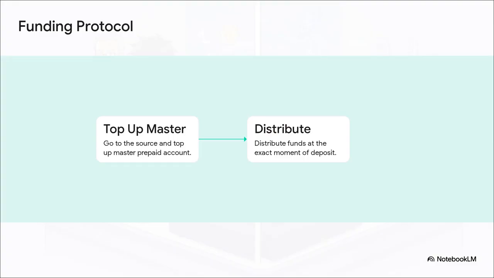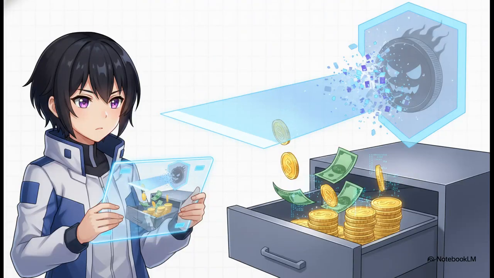No way. Now, if you actually do need to fund a separate desk, you must explicitly follow this strict protocol from the top down instead of just sliding funds laterally. Step 1, you have to go back to the source and top up your master prepaid account. Only then can you move to Step 2, which is distributing those funds out to individual cash desks, and that must happen exactly at the moment of deposit. By distributing funds exactly at the moment of deposit, you ensure every single penny is systematically tracked from the top down. Everything is accounted for, meaning absolutely no ghost money is allowed in the system.